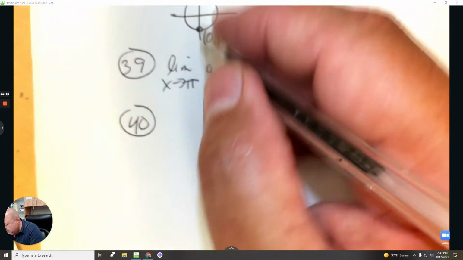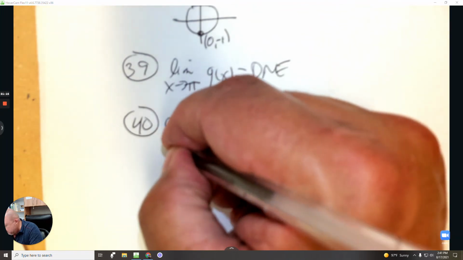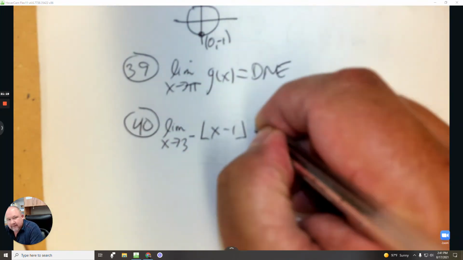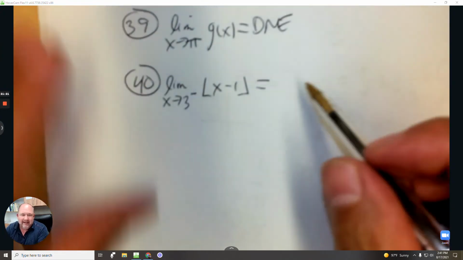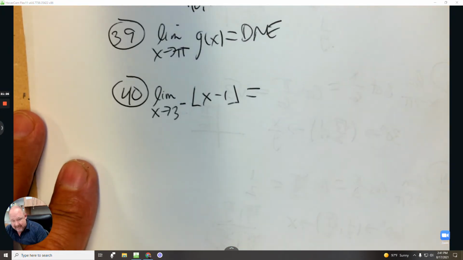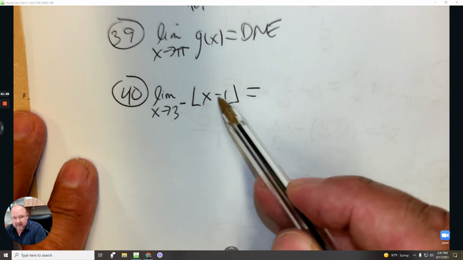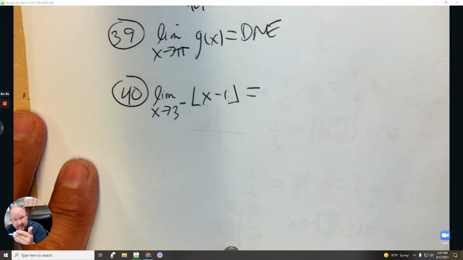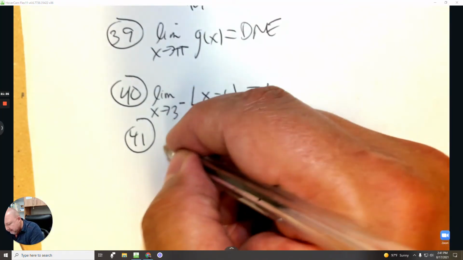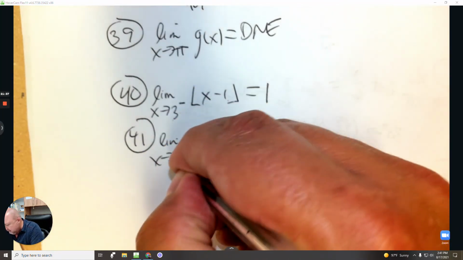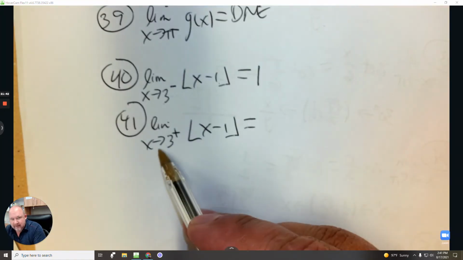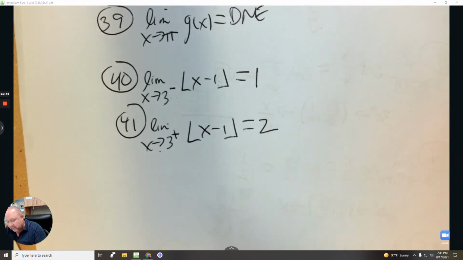Number 40. These are step functions or greatest integer functions. I find the easiest way to do it is this: when you evaluate at an integer, it doesn't exist. Now, to the left means we take a step down. So if I plug 3 in, 3 take away 1 is 2, but from the left it's a step down, so the answer is 1. The limit as x approaches 3 from the right, that one is what it says. So from the right, you plug 3 in and you get the answer 2.